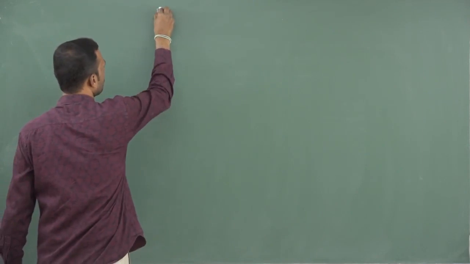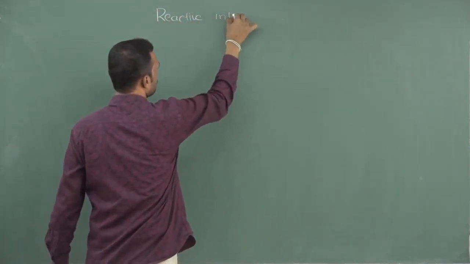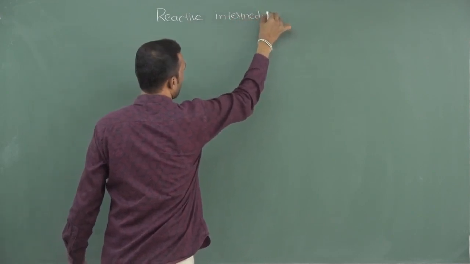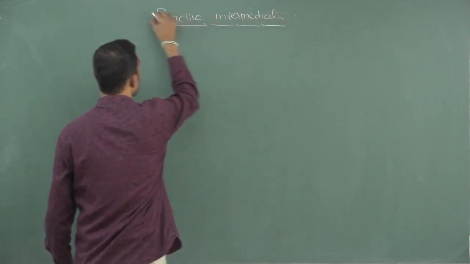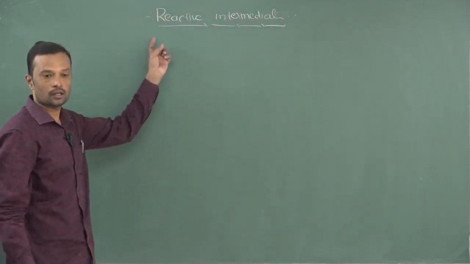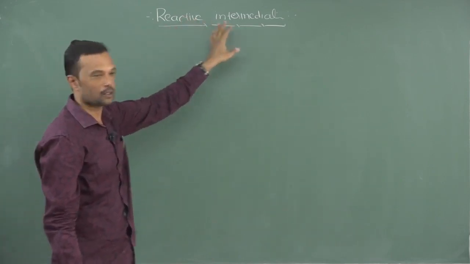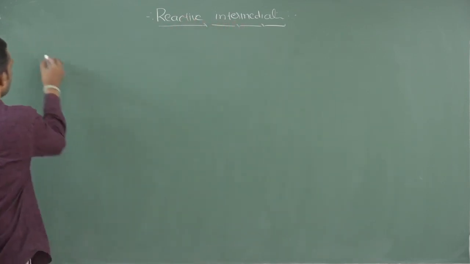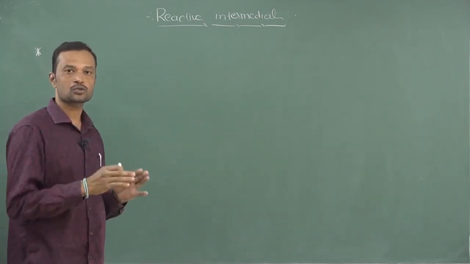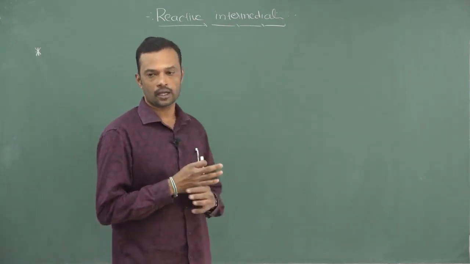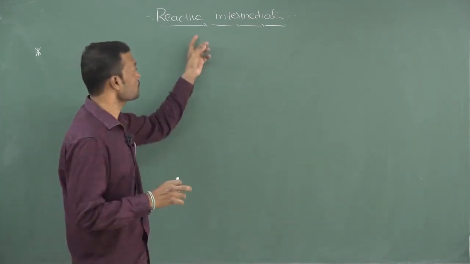So keep it in as reactive intermediate. It is also known as reaction intermediate. Many names are there. Some books announce it as reaction intermediate, otherwise you can say reactive intermediates. So what is a reactive intermediate? How it is used to identify a chemical reaction and how it is possible to predict a chemical reaction, all will be discussed in this one.